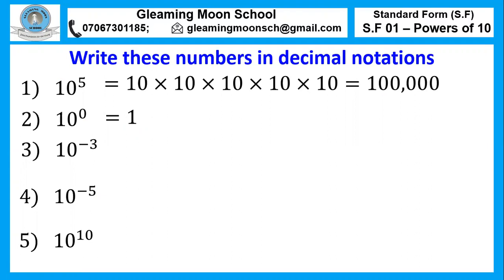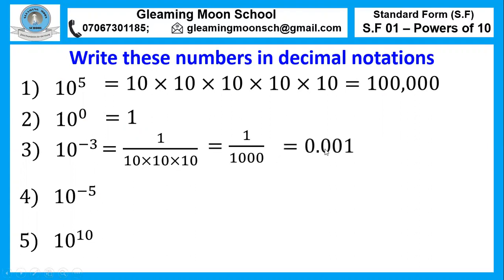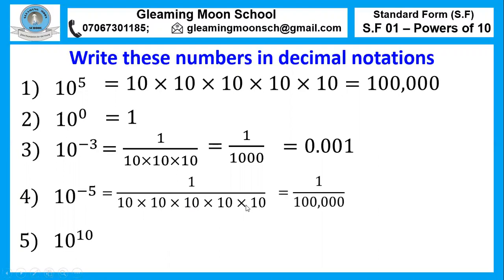And then 10 raised to the power of minus 3 is 1 divided by 10 times 10 times 10, which is 1 divided by 1000. And that gives you 0.001. 10 raised to the power of minus 5 is 1 divided by 10 times 10 times 10 times 10 times 10 into 5 places, which is 1 divided by 100,000, and that would give you 0.00001.